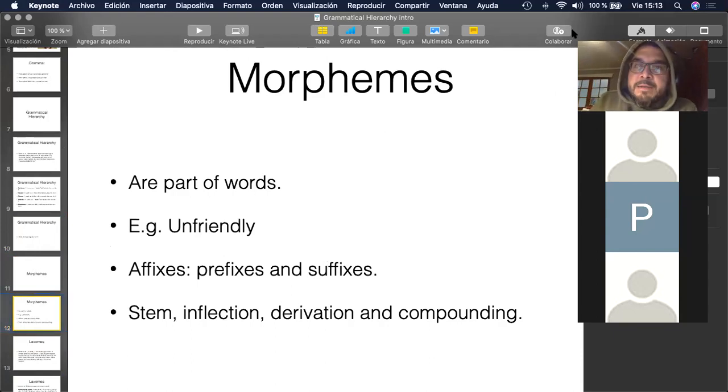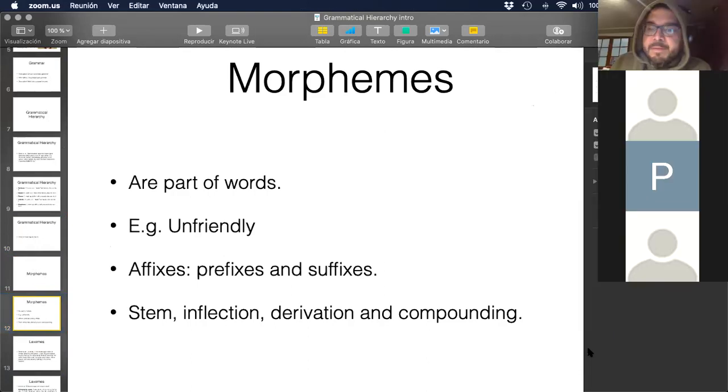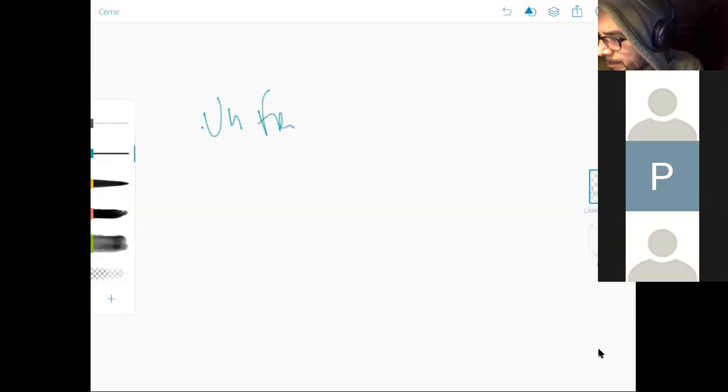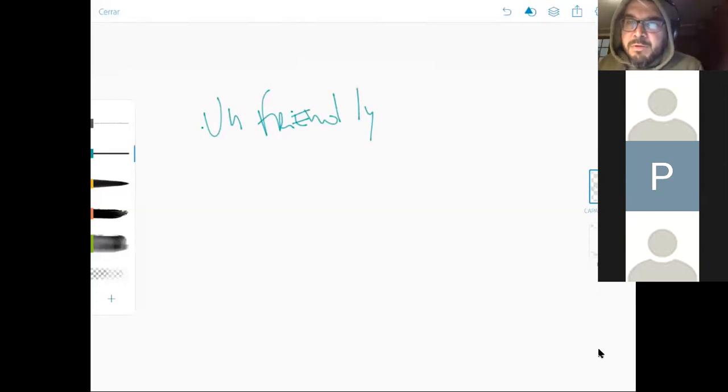In the word unfriendly, I can see 3 morphemes. How do I know that? Because they are the smallest, and this is something you must remember.